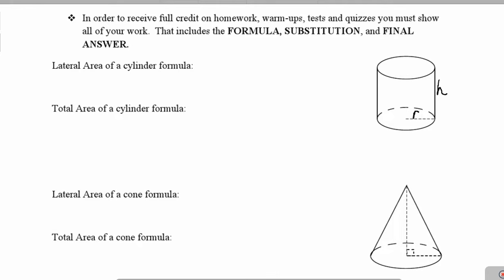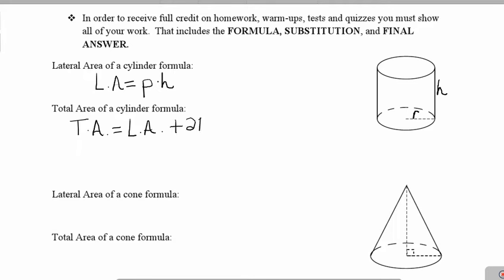Now, because this is kind of similar to a prism, the lateral area of a cylinder is actually going to be the same formula as that of our prism. So it's going to be equal to the perimeter of the base times the height. Same thing with the total area then. Because there are two bases, it's equal to the lateral area plus the area of two bases.